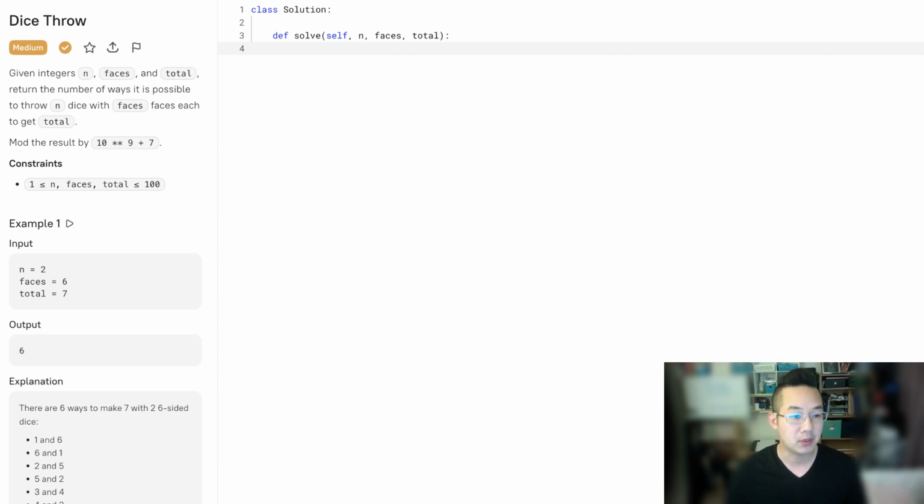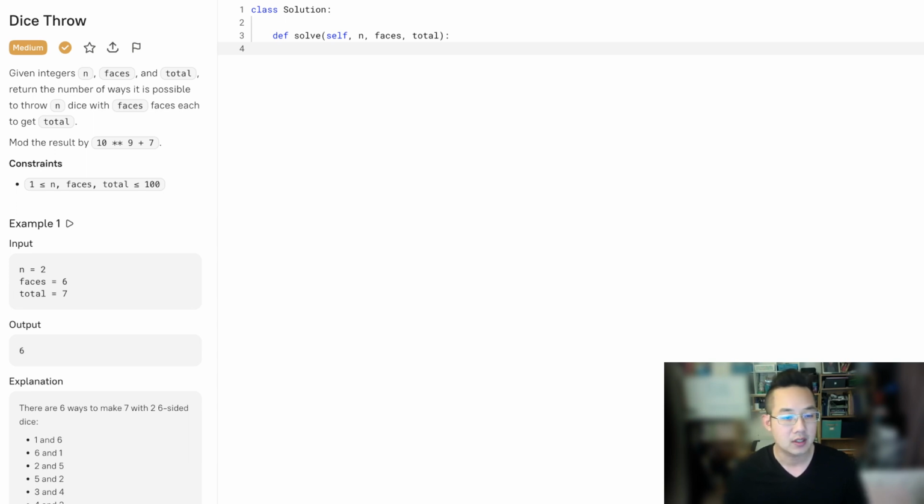In this problem, we are given an integer n. This is the number of dice that we have. Faces is the number of faces that the dice have, and a total is a number that we're trying to reach. So we're trying to determine how many ways it is possible to throw n dice, with the given faces, to get to a total. And we have to mod the answer by 10 to the 9 plus 7.